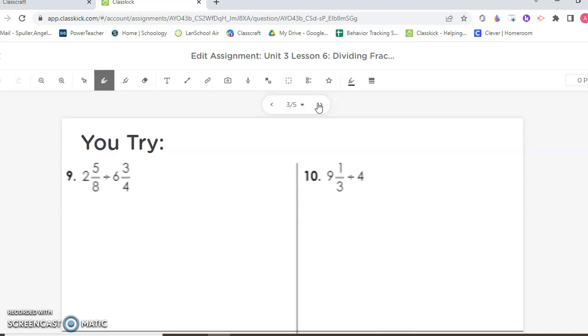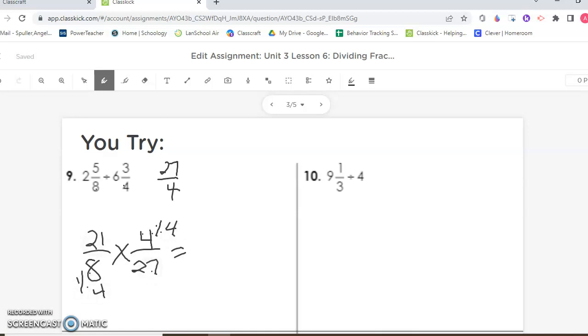Okay, so for the first one, you should have said 8 times 2 is 16, plus 5 is 21 over 8. You should have said 4 times 6 is 24, plus 3 is 27 over 4. Flipping that. Now, here's something interesting. I can divide these two numbers, 4 and 8, by 4. But I can also do 21 and 27 because I can divide both of these by 3.